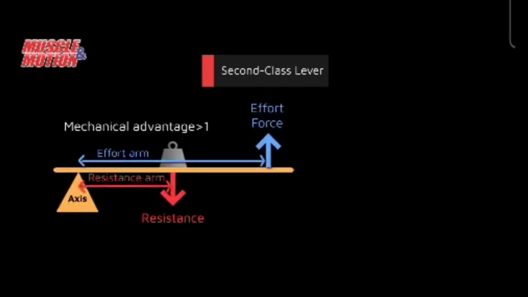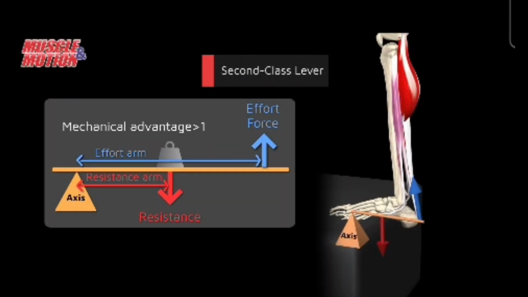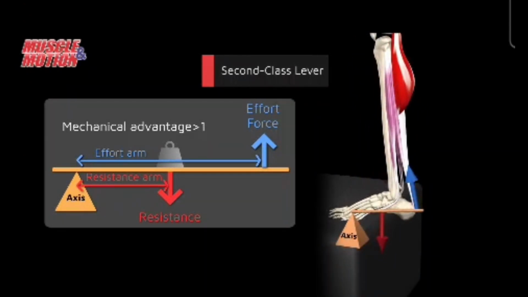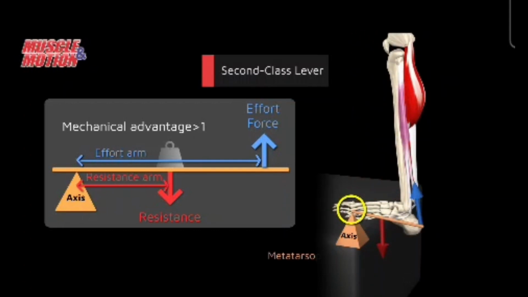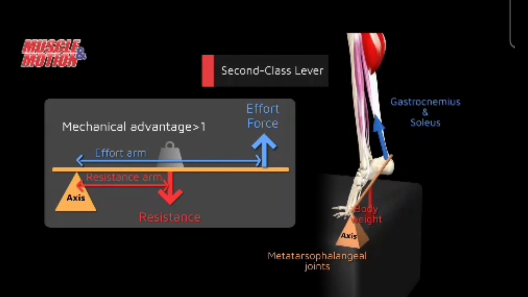An example of a second-class lever can be found in the ankle joint when standing on the tips of the toes. We can see that in this case, the axis is formed by the metatarsophalangeal joints. The resistance is the weight of the body, and the force is applied to the heel by the gastrocnemius and soleus muscles through the Achilles tendon.